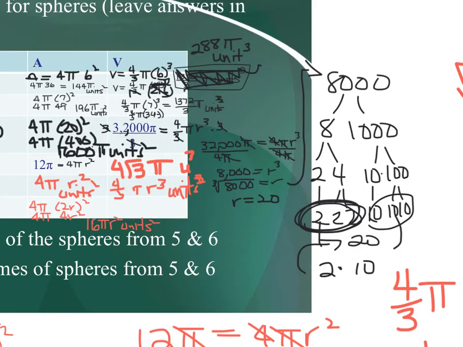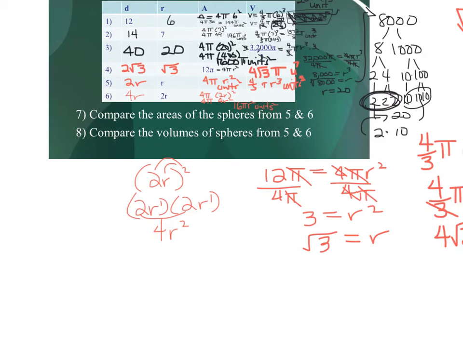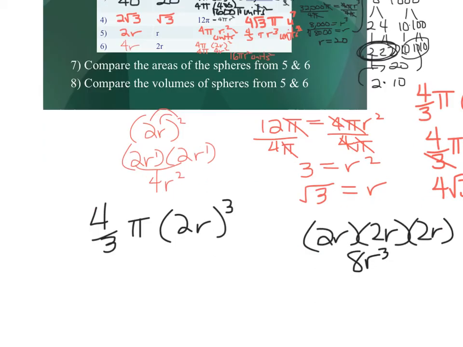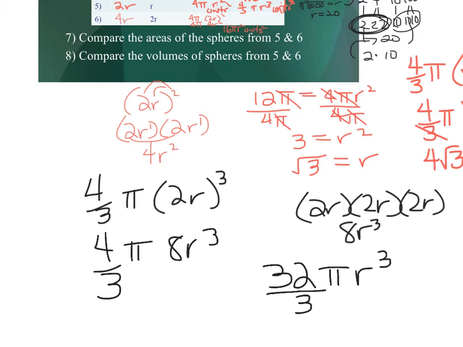Okay, then the last one is the volume, using a 2r as the radius. So 4 over 3 pi times 2r cubed. So this one I'm going to do 2r times 2r times 2r, which gives me 8r cubed. So now I have 4 over 3 pi and then 8r cubed. I can't simplify the 8 and the 3, so I'm going to make it 32 over 3 pi r cubed units cubed for my volume.